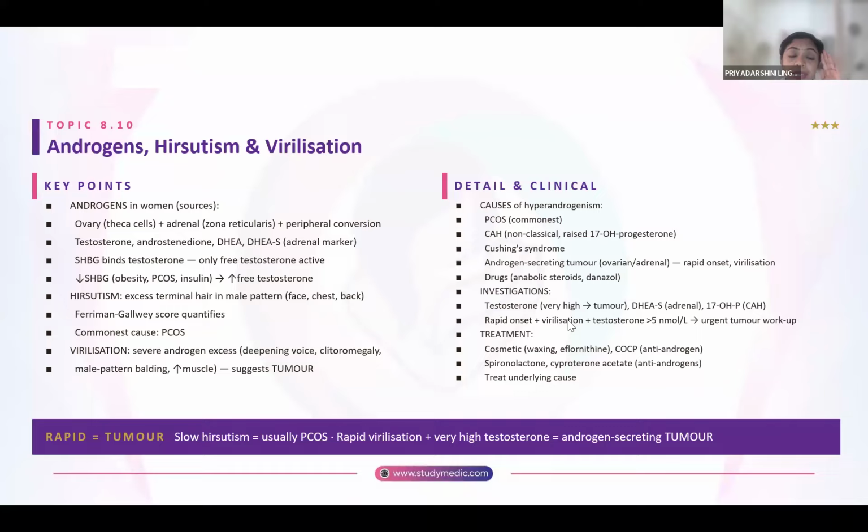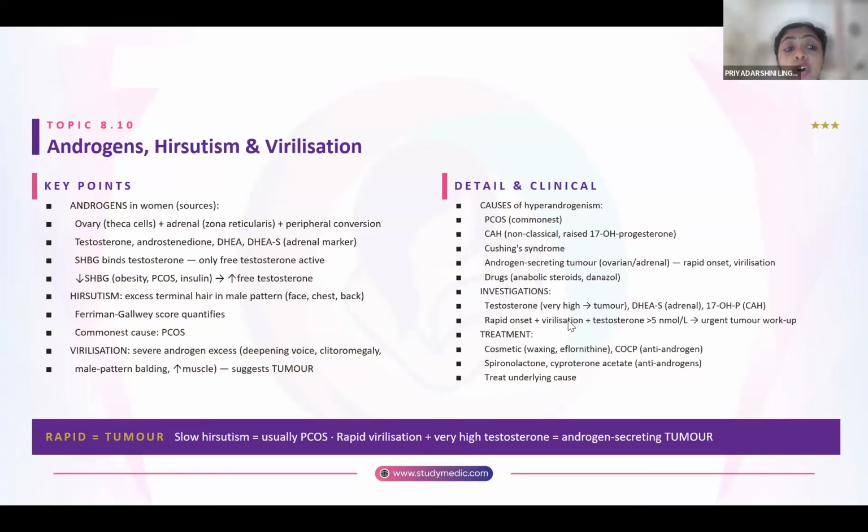The muscle mass might increase. And whenever a woman is presenting with virilization, you think about some tumors. Why? Because virilization is generally seen when the woman has very excessive amount of androgens. Hirsutism can be seen even with minimal elevation of testosterone, whereas virilization means there is severe androgen excess. So this woman needs to be evaluated for tumors.